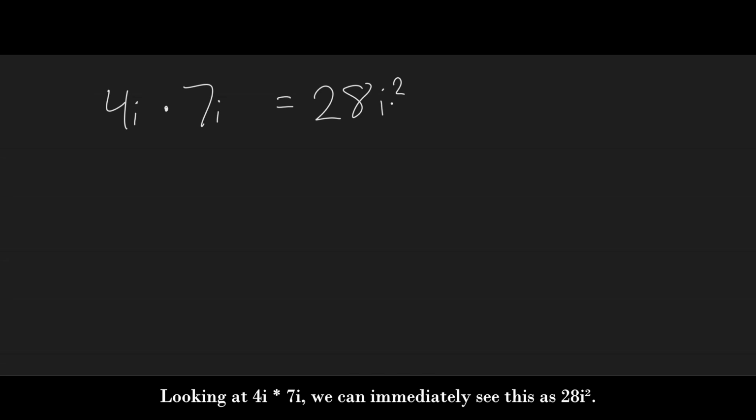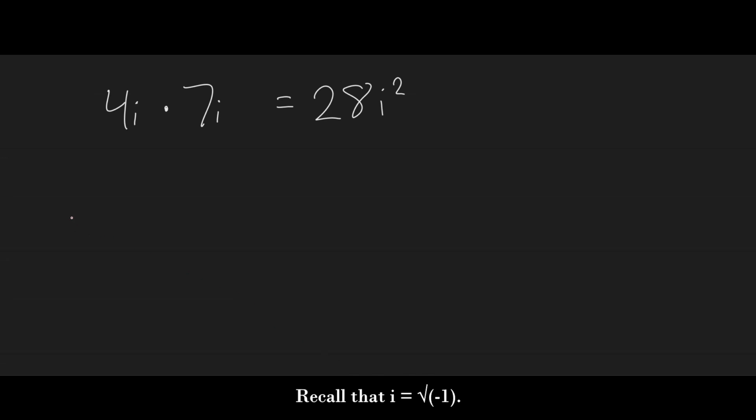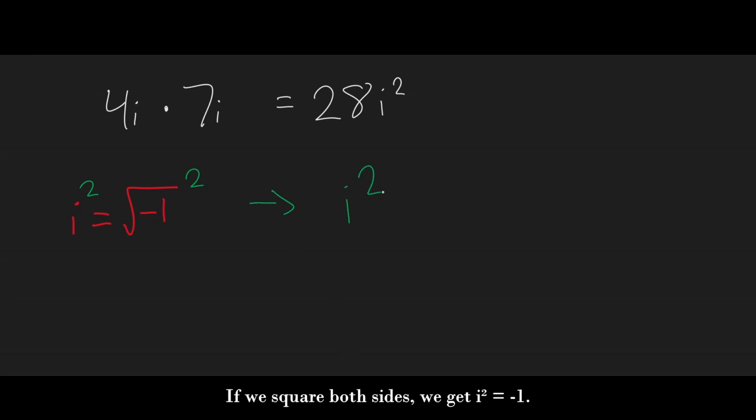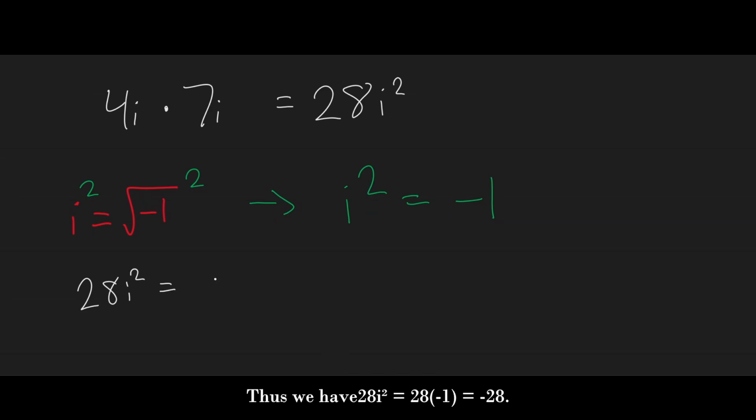Looking at 4i times 7i, we can immediately see this as 28i squared. But what is i squared? Remember, it was part of our definition in our first lesson. Recall that i equals the square root of -1. If we square both sides, we get i squared equals -1. Thus we have 28i squared equals 28 times -1, which equals -28.